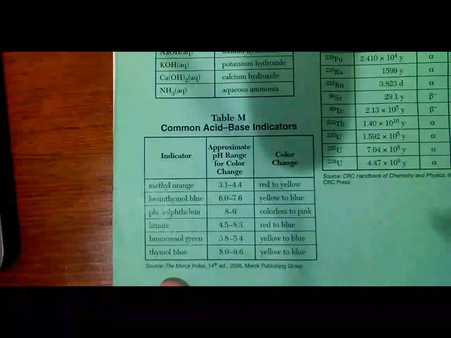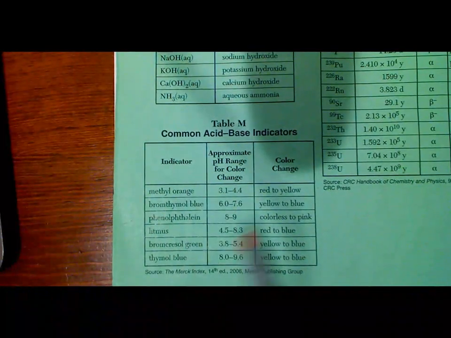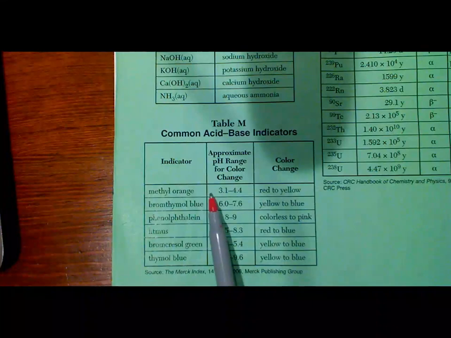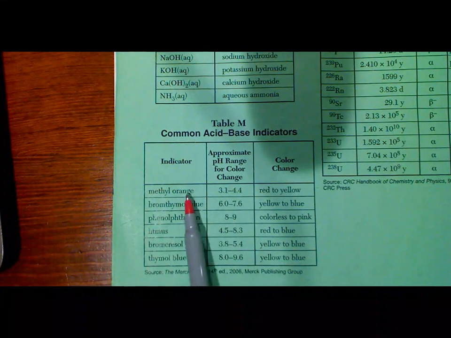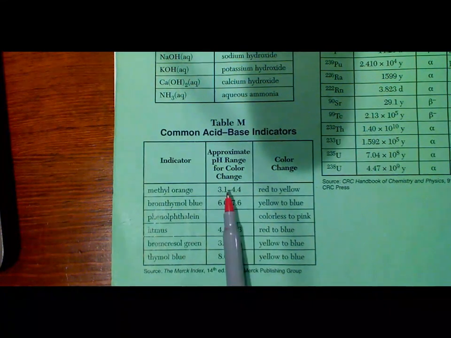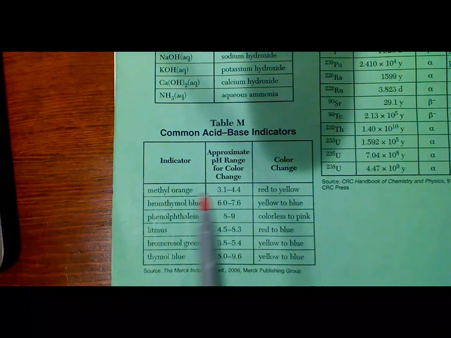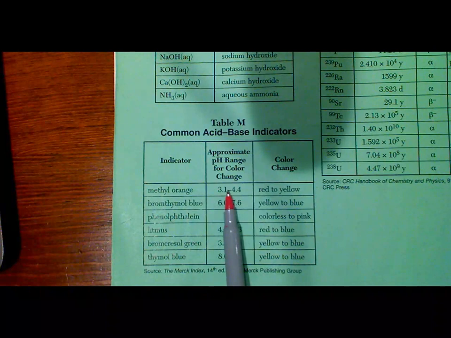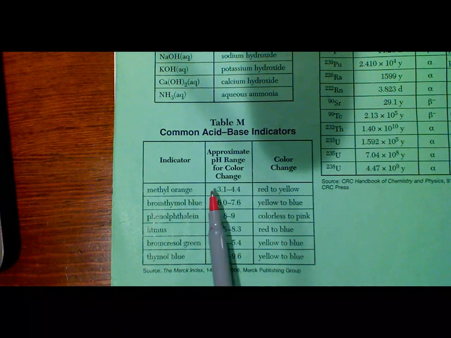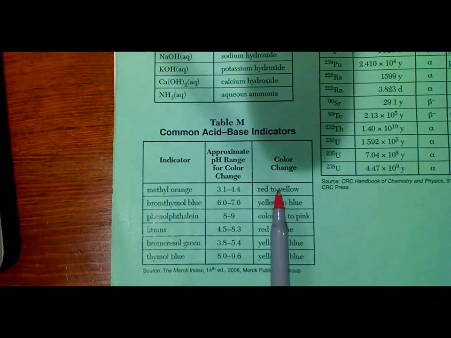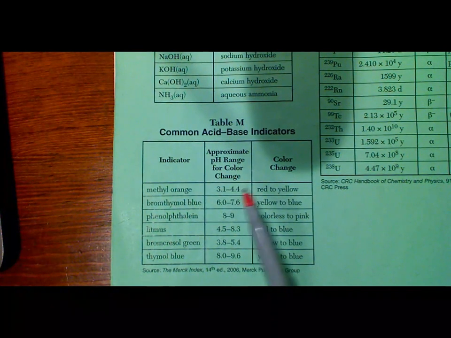But here's table M. This shows a list of indicators. It shows the color change that happens, and it shows the pH range over which that change happens. So for methyl orange, the color change will take place between pH 3.1 and pH 4.4. At any pH below 3.1, so 0 all the way up to 3.0, the color will be red. Between 3.1 and 4.4, that's where it'll start to go from red to yellow. So you'll see different shades of oranges in that range. And then by the time it gets to 4.4, it will have turned yellow.